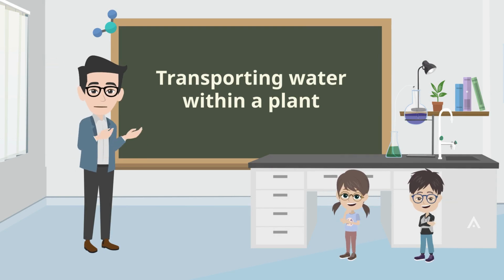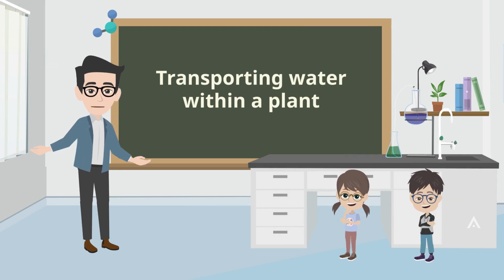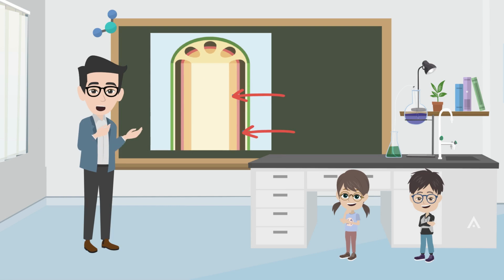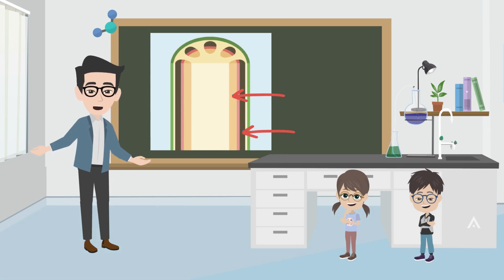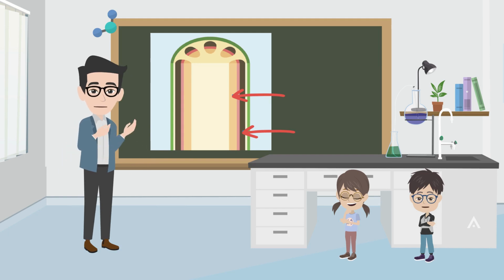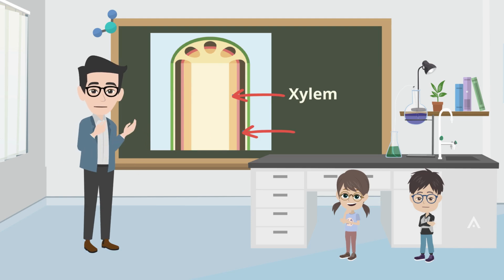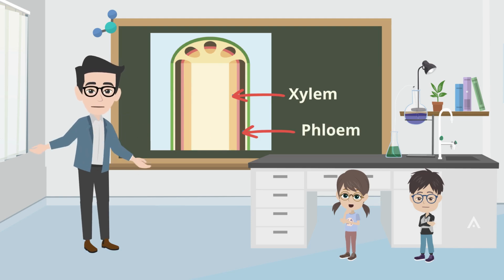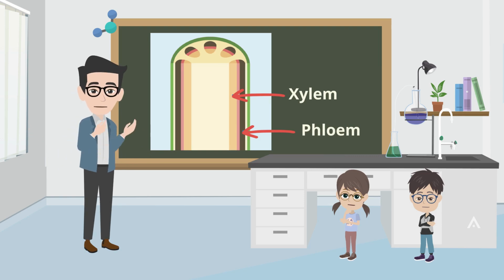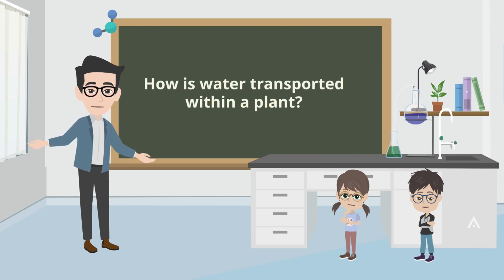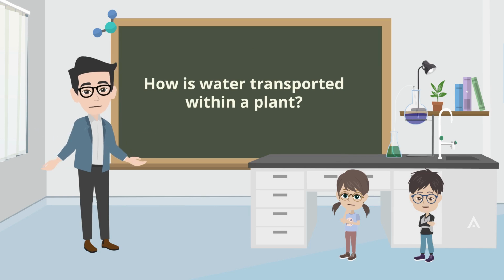In this video, we will learn more about how water is transported within a plant. Before we start, can anyone tell me what are the two types of transport tubes within a stem? I know. The xylem transports water and minerals from the roots to the leaves. And the phloem transports food from the leaves to the rest of the plant. But teacher, how is water transported within a plant?